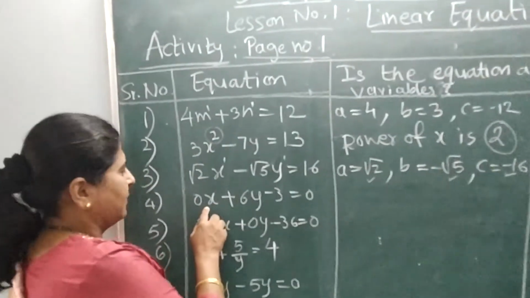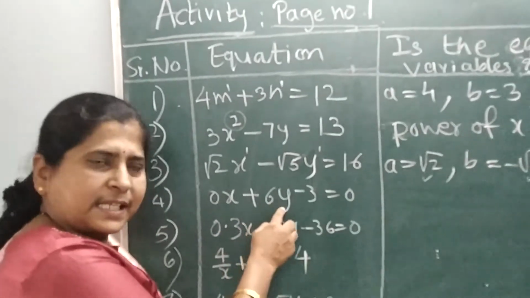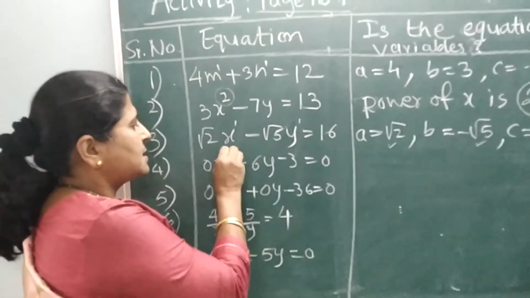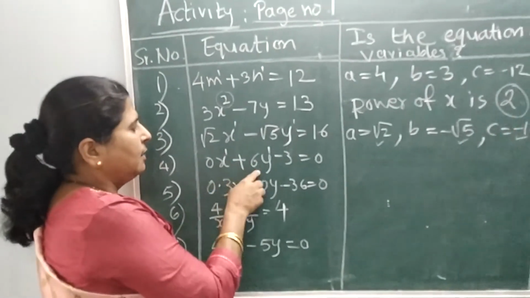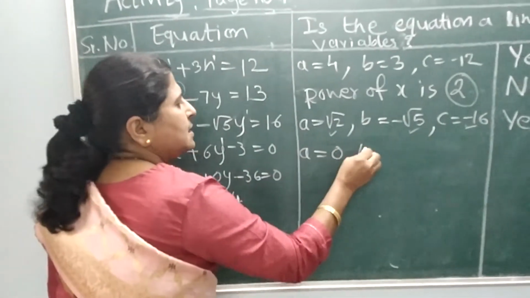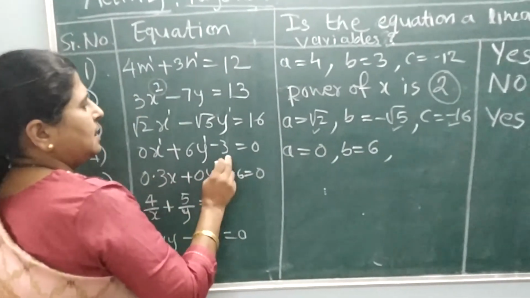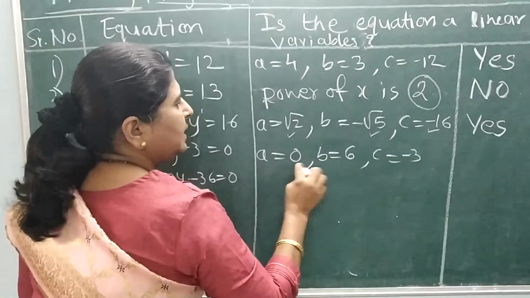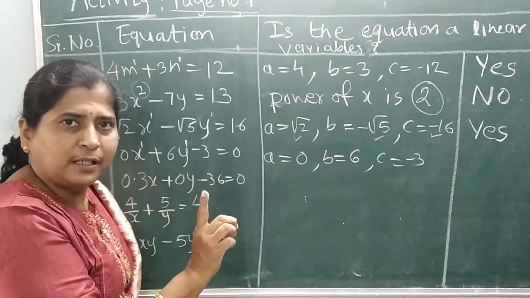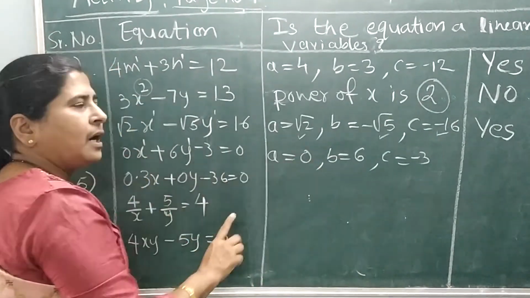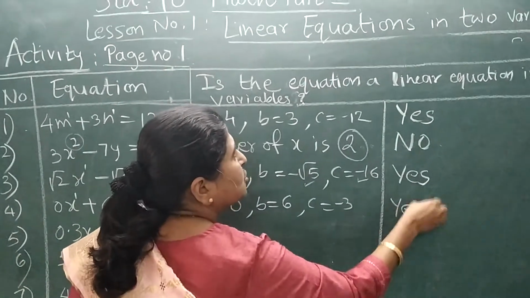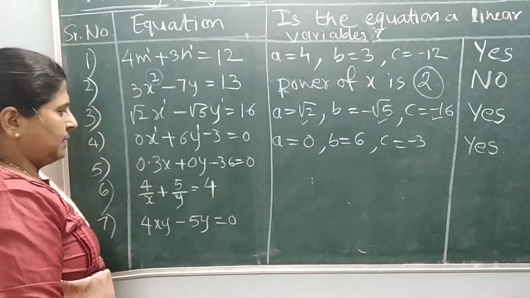Now let's see the fourth equation. 0x plus 6y minus 3 is equal to 0. Variables are x and y with powers nothing, meaning 1, and the values of a, b, c: the value of a is 0, b is 6 and c is minus 3. All these three are real numbers. The value of a is 0 but the value of b is not 0. It means the values of a and b are not 0 at the same time. That's why yes, this is also a linear equation in two variables.